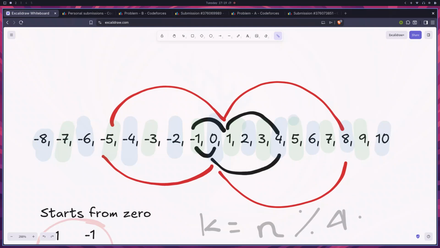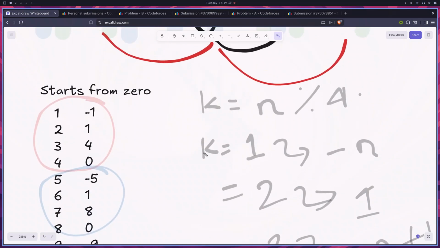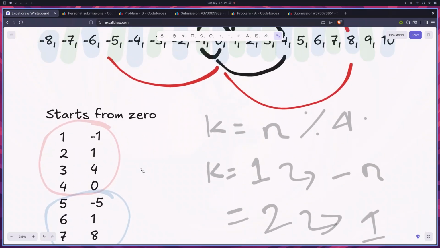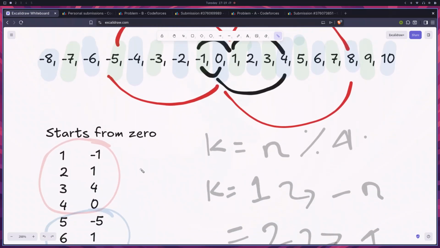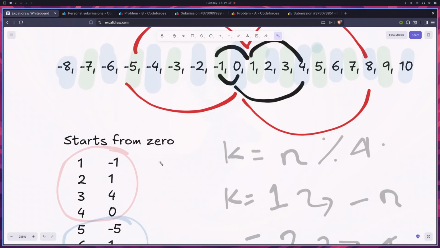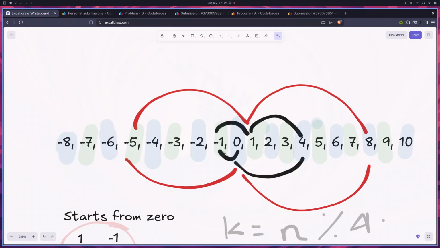So the answer is that for even jumps, this is the pattern. This is the distance, because what we are finding is the absolute distance from zero. In case of 4, it will be shifted by 4. Everything will be shifted. If we shift everything so that 4 comes here, then it doesn't matter. The pattern is the same, just everything is shifted by 4.